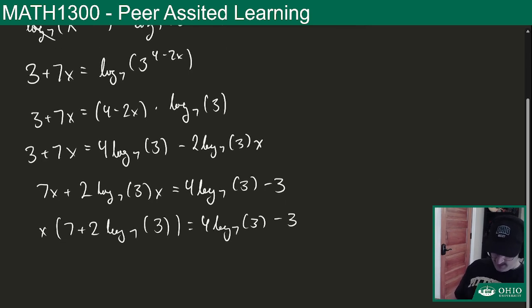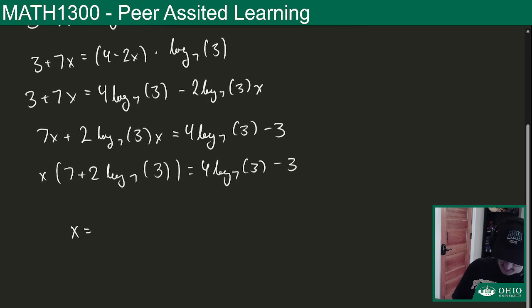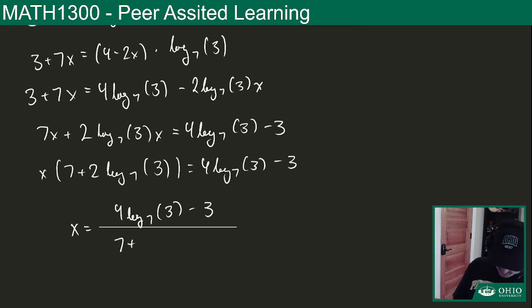Okay, now let's see where we can take this. Well, we can divide both sides by this whole quantity right here. That's a really bad brace, but we can divide both sides by this quantity to isolate the x and have it all compared to one side. And so let's see, I will get x equals, and I might need some room here, it's going to have a nice sizable denominator. The numerator is 4 log 7 of 3 minus 3. And then the denominator will be 7 plus 2 log 7 of 3.